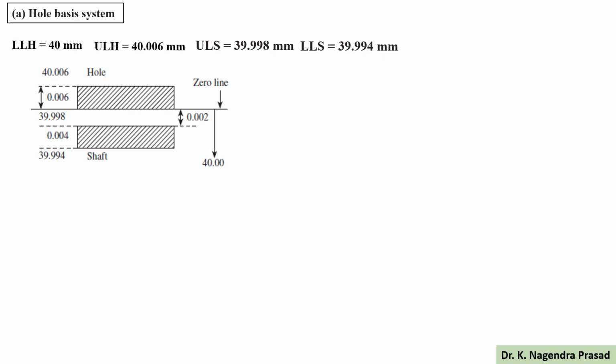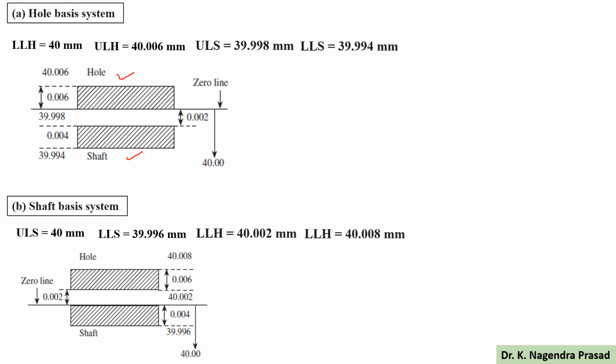Then we represent these limits of sizes for the hole and shaft schematically for the hole basis system as well as the shaft basis system. So this is the schematic representation of the limits of sizes for the hole as well as the shaft by the hole basis system, and similarly this is the schematic representation of the limits of sizes for the hole and shaft by the shaft basis system. So this is the solution and thank you.